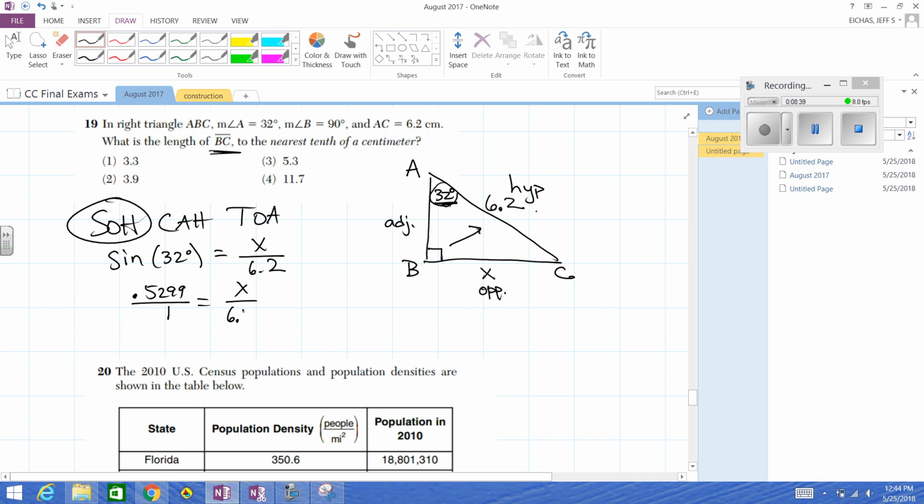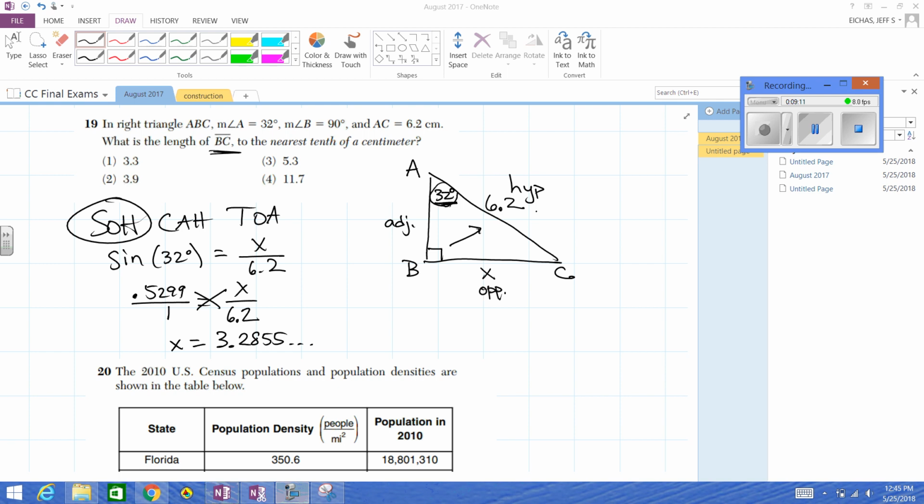So now it's a proportion, and then cross multiply. x equals whatever 6.2 times that is. Sorry, calculator problems here. Okay, so it's coming out 3.2855, nearest tenth. So they want 3.3.